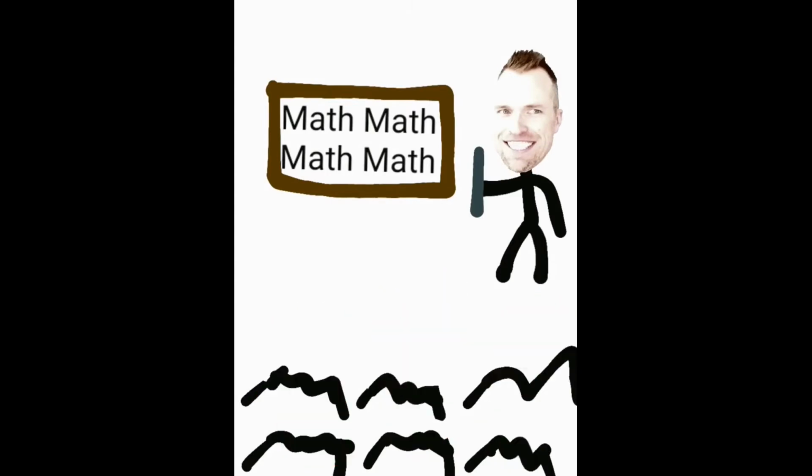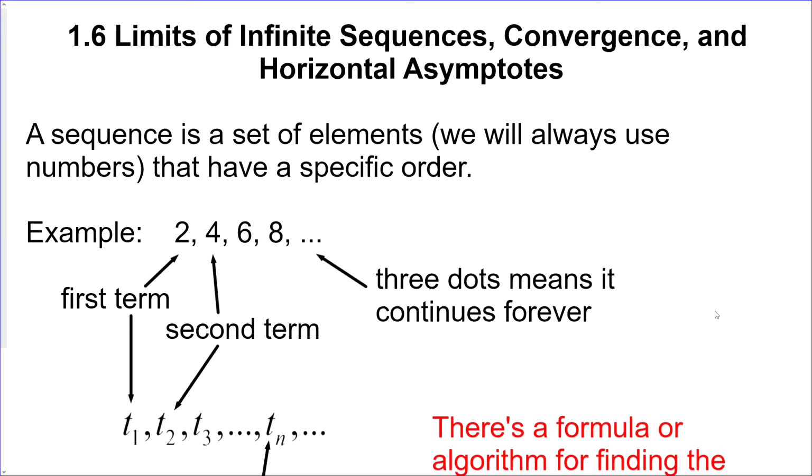math. Oh man, again? 1.6, limits of infinite sequences, convergence, and we're going to put in here as well, horizontal asymptotes. A sequence is a set of elements, and we are going to use numbers, could be elements other than numbers though, that have a specific order. For example, 2, 4, 6, 8. 3 dots means it goes on forever, and that's what we're going to be interested in this course.